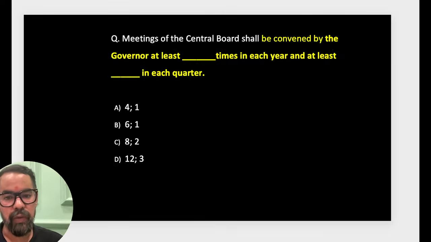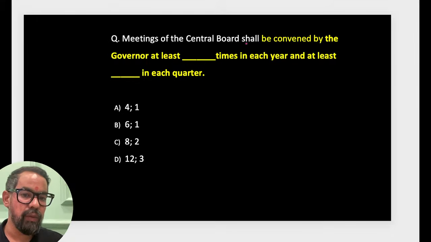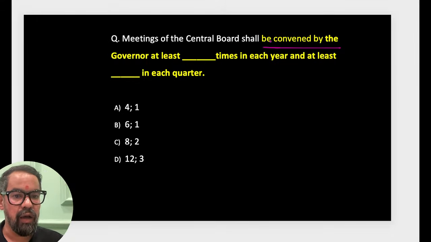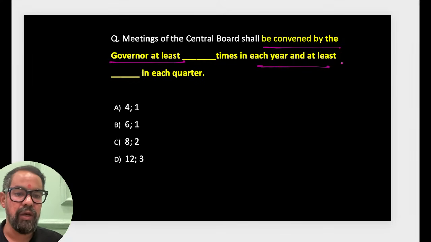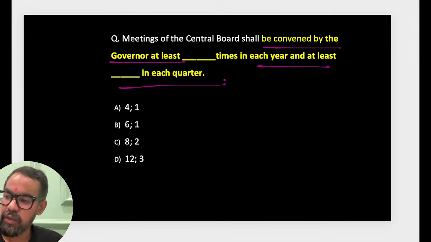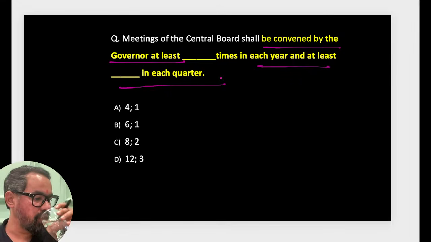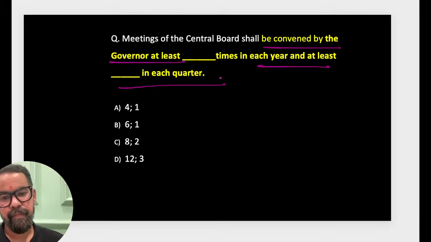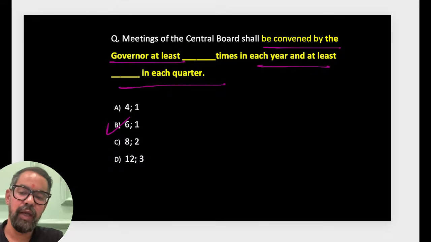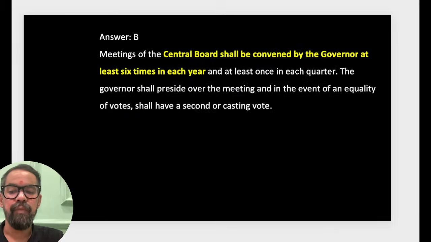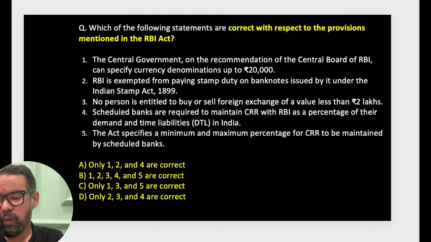Next one, meeting of the central board shall be convened by the governor at least dash times in each year and at least dash in each quarter. What will be your correct answer? At least 6 times, and at least once in a quarter. Meeting 6 times a year is mandatory, and within a quarter, at least once. That is the qualification.